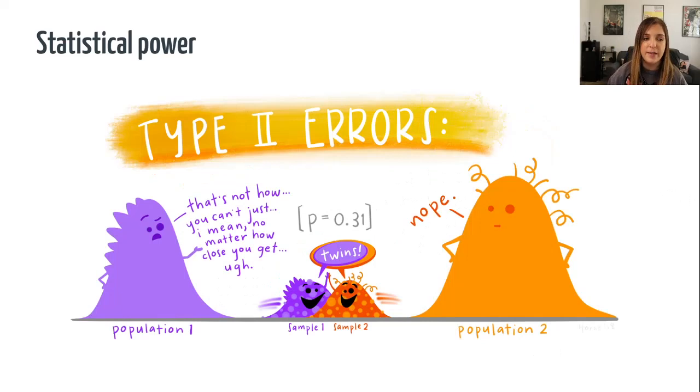Type 2 errors, on the other hand, is basically the contrary. These two samples come from different populations, population 1, population 2, but they're kind of like meshed together, okay? So you can't distinguish them, okay? So in this case, you would not reject the null, even though the null is false, okay?